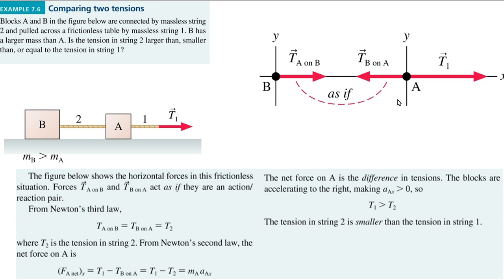Now we know the system, A and B, both have an acceleration to the right. And so if we look at A, there must be a net force on A to the right, which means T1 has to be bigger than T of B on A.